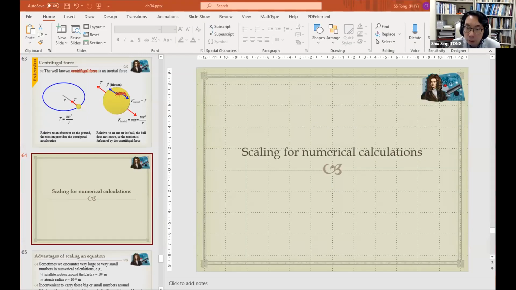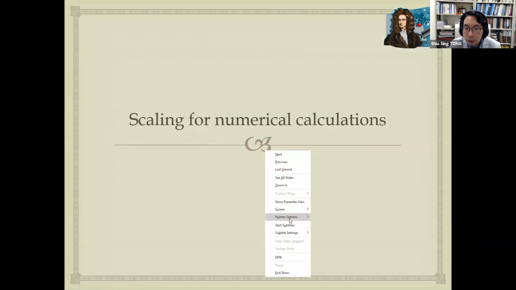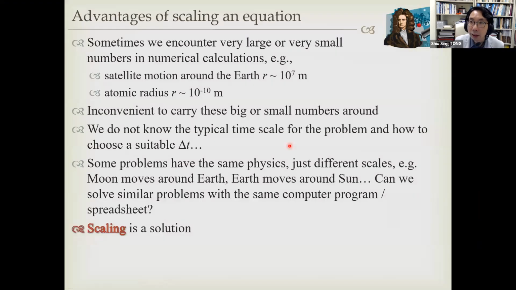All right, let's come back. Now we are going to discuss more on the numerical methods. So let's go to the final part of Newton's second law. Now we are going to discuss a method called scaling in a numerical calculation. Why do we need that?